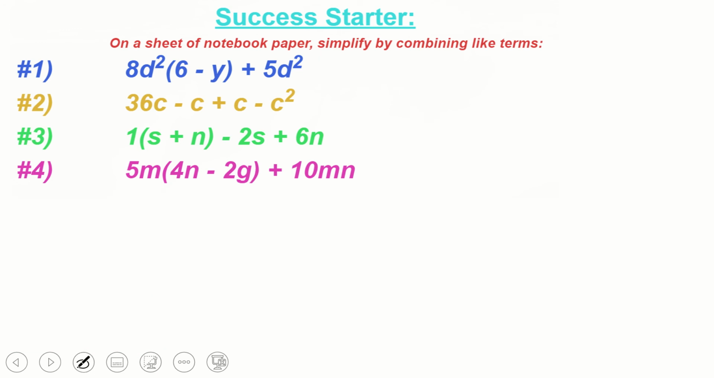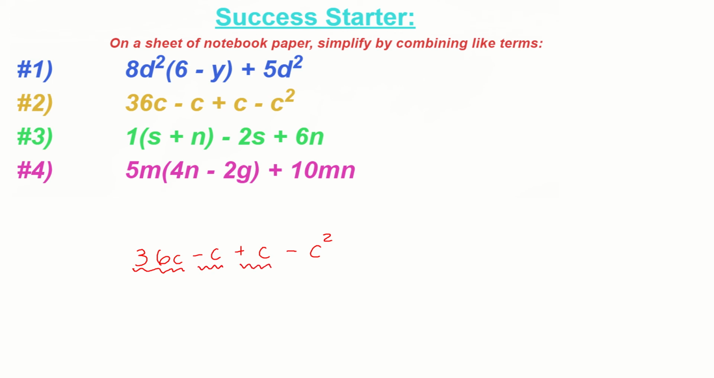Let's look at that number 2. And we have 36c minus c plus c minus c squared. So 36c minus c plus c minus c squared. All right, so let's say I have 36 chocolates, because I have some terms that are alike. It's 36 c's alike. It's minus c alike. That plus c is alike. And then this one is the only term that is not alike. So let me deal with the ones that are alike first, okay? Let's deal with these that are alike first.